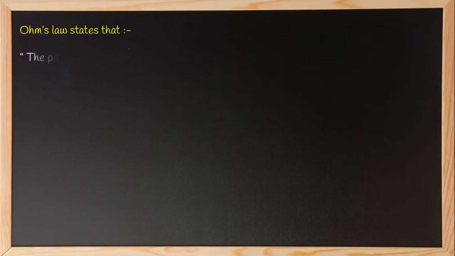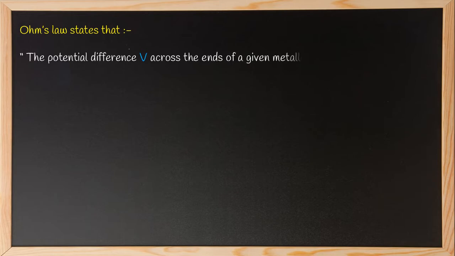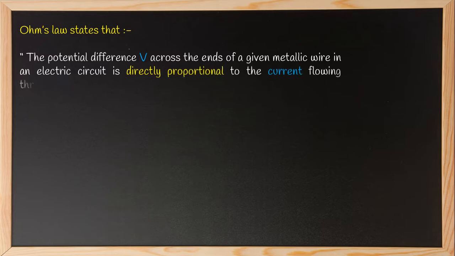Ohm's law states that the potential difference V across the ends of a given metallic wire in an electric circuit is directly proportional to the current flowing through it, provided its temperature remains the same. So basically, the potential difference across the ends of a metallic wire in a particular electric circuit is directly proportional to the current flowing through it. And the main feature that should be present is that temperature is constant. That means it remains the same.